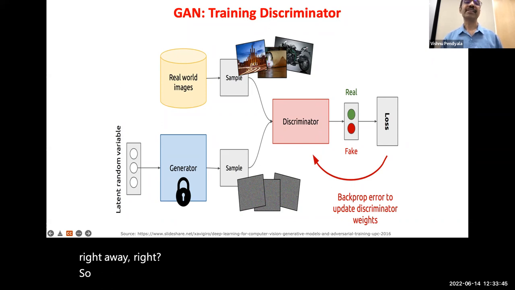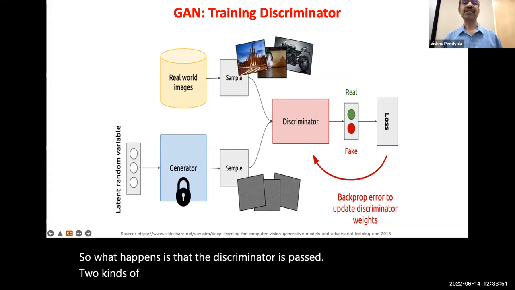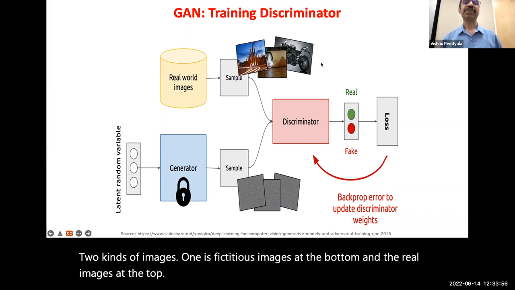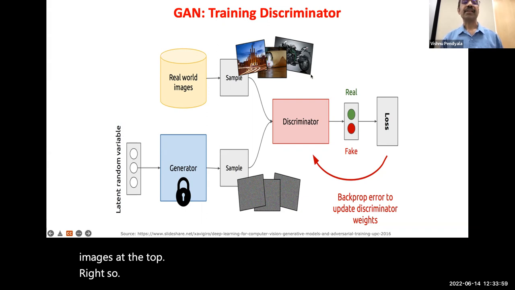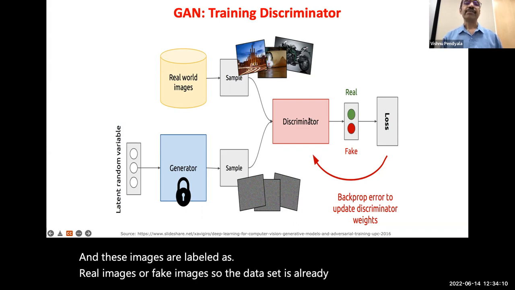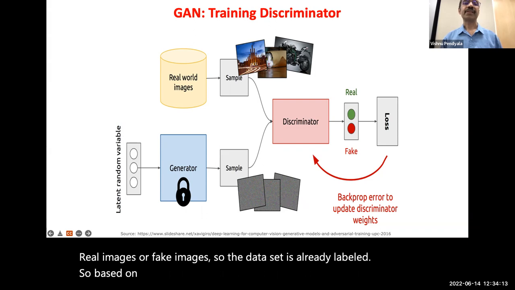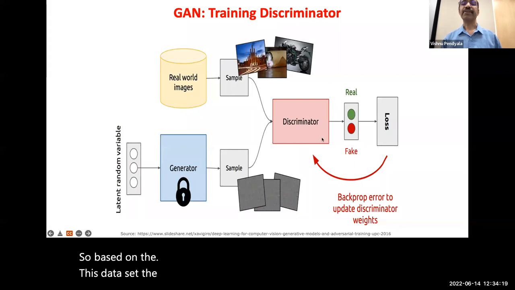So what happens is that the discriminator is passed two kinds of images. One is fictitious images at the bottom and the real images at the top, right? And these images are labeled as real images or fake images. So the data set is already labeled. So based on this data set, the discriminator learns. And the way it learns is by what is called a loss mechanism.